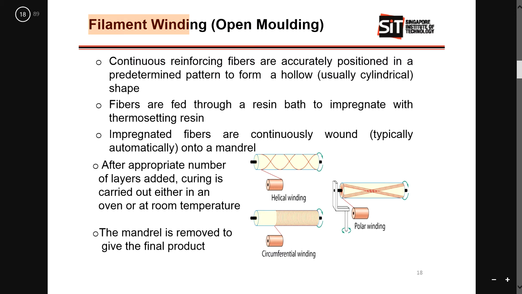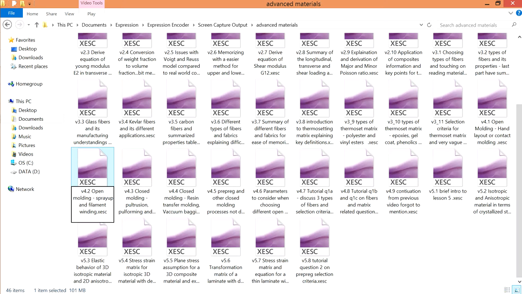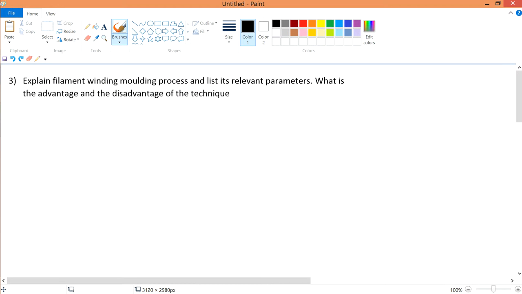Alright, it's a filament winding process. You can access it from V4.2, open molding, filament winding. So filament winding is actually under the categorization of open molding. When you start to mold your material, you're actually molding it in the open air, open atmosphere, which is why it's called open molding. So we know somewhat that it is open molding.